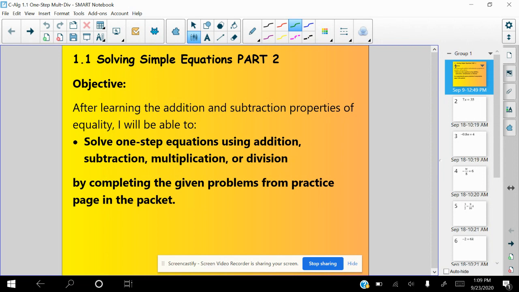So today we are going to be continuing our conversation on solving one-step equations. This time we're going to be talking about how to solve one-step equations, or we call them simple equations, by using multiplication and division. Last time we talked about examples involving addition and subtraction. This time we're going to be talking about multiplication and division. So without further ado, here we go.